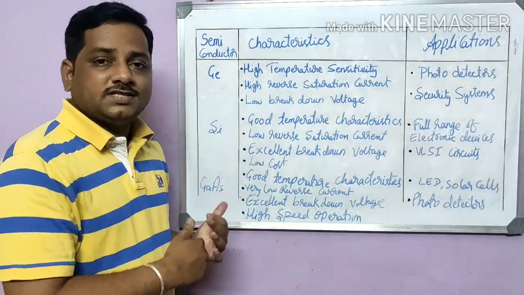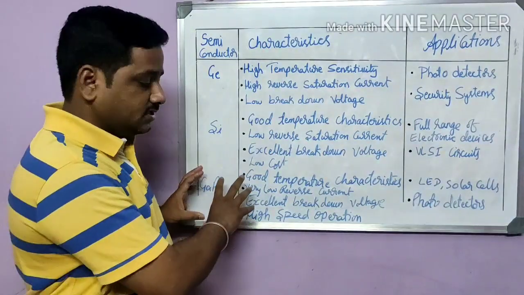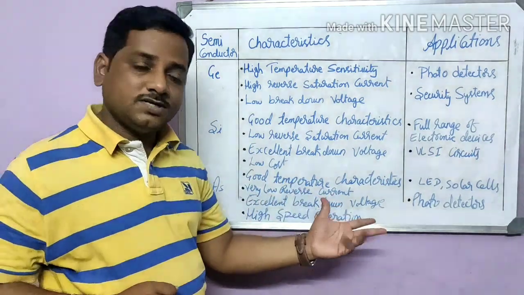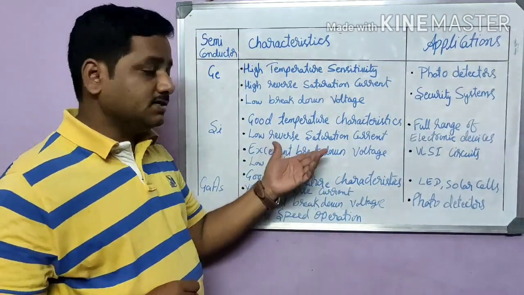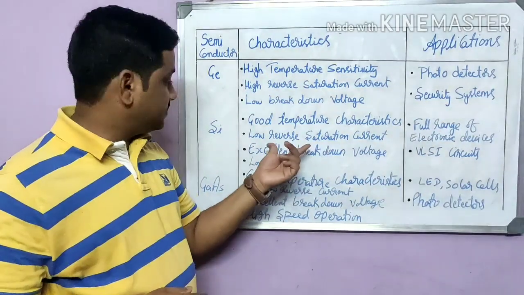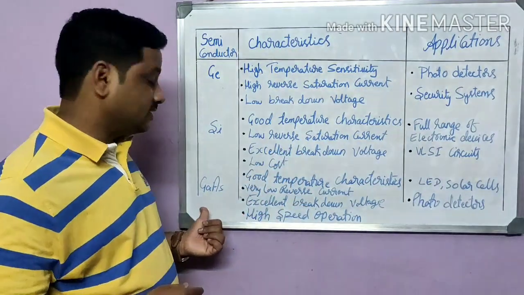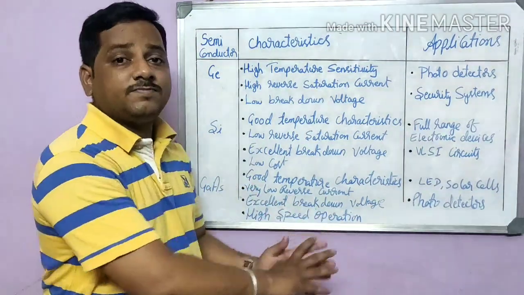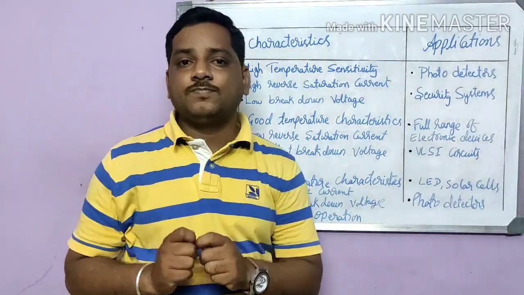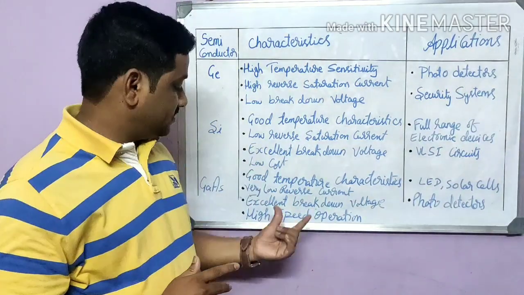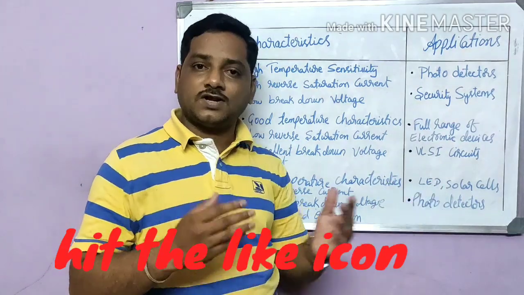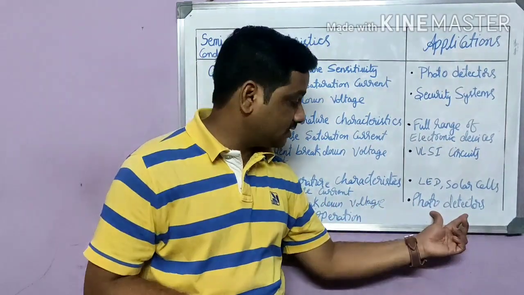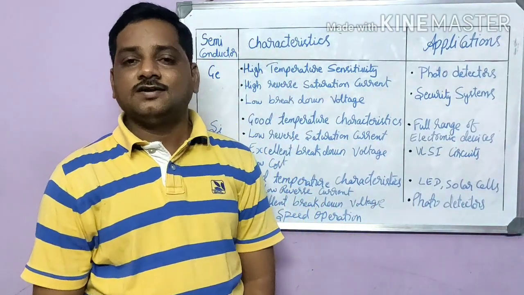Now the last one is gallium arsenide. These characteristics are also similar to the silicon diode, that is, good temperature characteristics and very low reverse current, which is less than this. Okay, 10 picoamperes is for silicon, whereas it is 1 picoampere for gallium arsenide. So it has excellent breakdown voltage, and it is also high speed in operation, higher speed than silicon. Because of high speed operation, it can be used for LEDs and solar cells, and also it has better temperature behavior. In some ways it can also be used as photodetecting diodes.